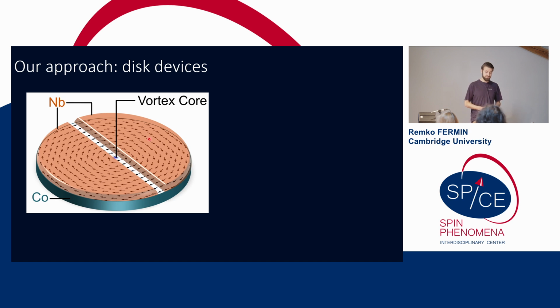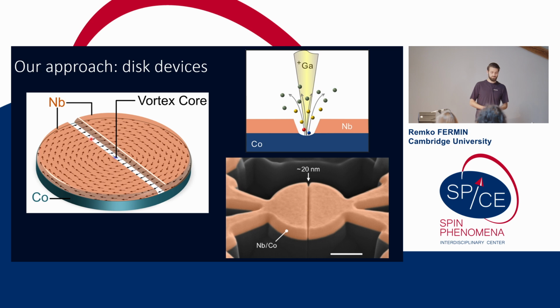And what we do is we locally remove the superconductor along the diagonal of the device, thereby creating two superconducting contacts separated by the ferromagnet. So we make these devices using focused ion beams, which are these highly energetic gallium beams that allow us to structure not only the contours of the disk, but also the trench itself. So this way we can create Josephson junctions in a very narrow line cut of only 20 nanometers.